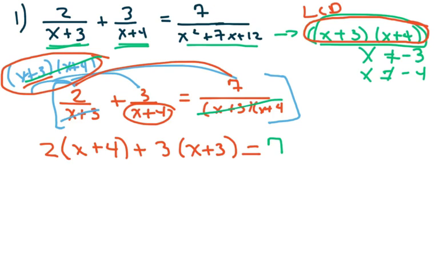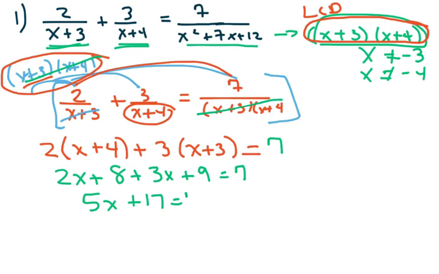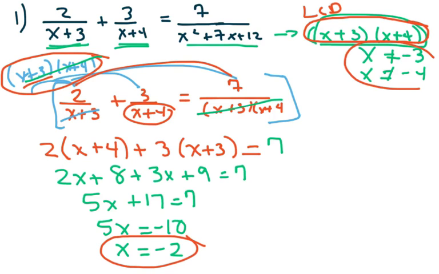So I'm going to distribute and simplify this. And hopefully I'm doing this right. So that's 5x plus 17 equals 7. You subtract the 17, you get 5x equals negative 10. So x is negative 2. And I want to make sure and check my solutions. It's not in my restrictions on my domain here, so that's my solution.